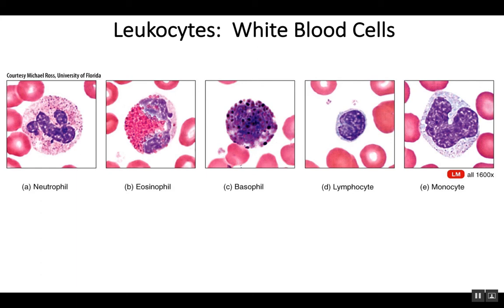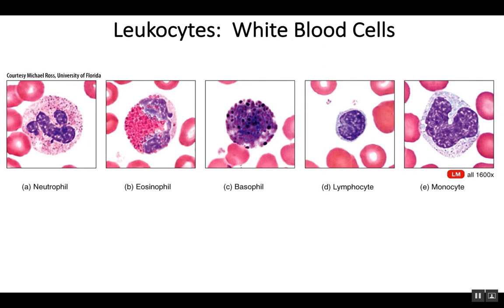Let's begin our discussion of the leukocytes, or white blood cells. First off, you'll notice that they are not white. They are fairly transparent, therefore we need to stain them. The typical stain is called the Wright stain, and each of the white blood cells will stain somewhat differently so we can distinguish them from one another.